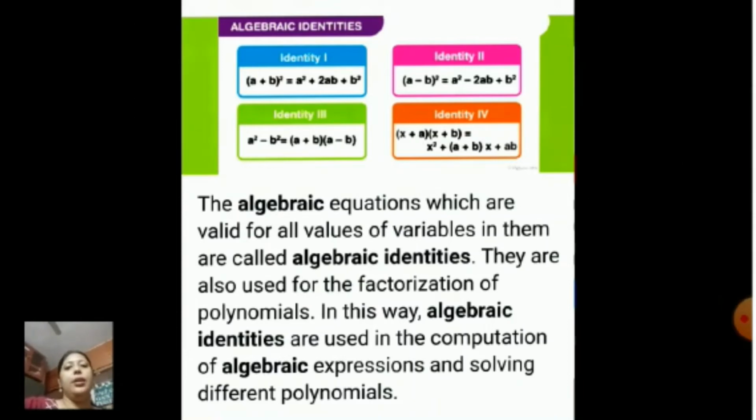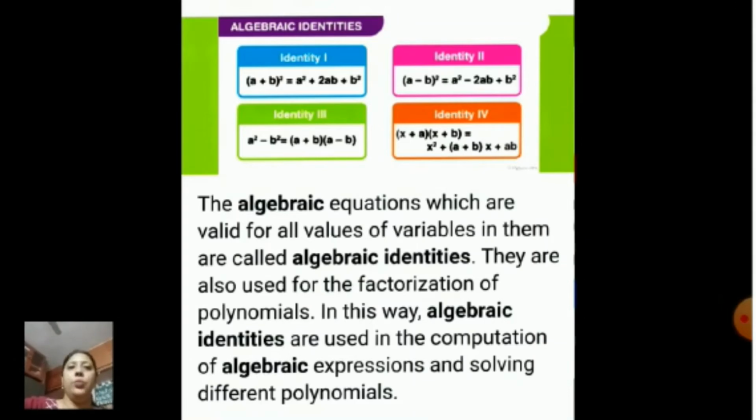So what is the identity? It says the algebraic expression is a particular type of equation. So the algebraic identity is also an equation, but it does not have a particular value. It is the equation which is valid for all the values of the variables in it. Like we have (a plus b) whole square is equal to a square plus 2ab plus b square.